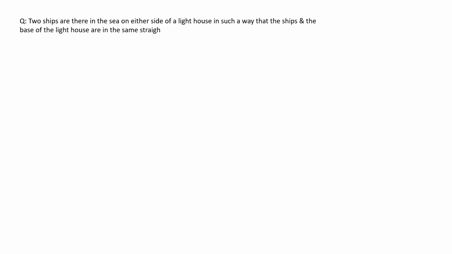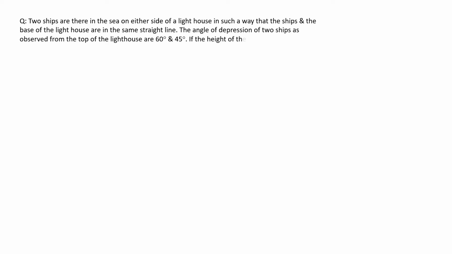The next question reads, two ships are in the sea on either side of the lighthouse in such a way that the ships and the base of the lighthouse are in the same straight line. The angle of depression of the two ships as observed from the top of the lighthouse are 60 degree and 45 degree. If the height of the lighthouse is 200 meter, then find the distance between the two ships. Let's take root 3 equals 1.732. Let's draw the picture first.